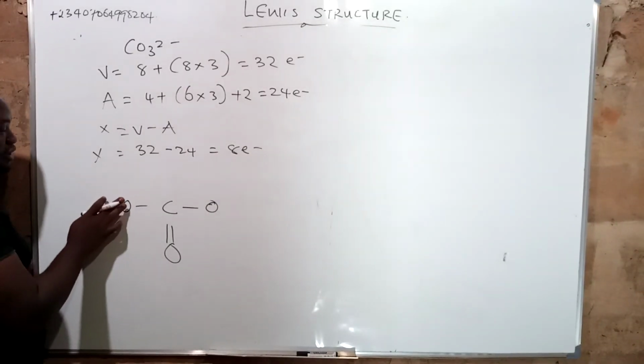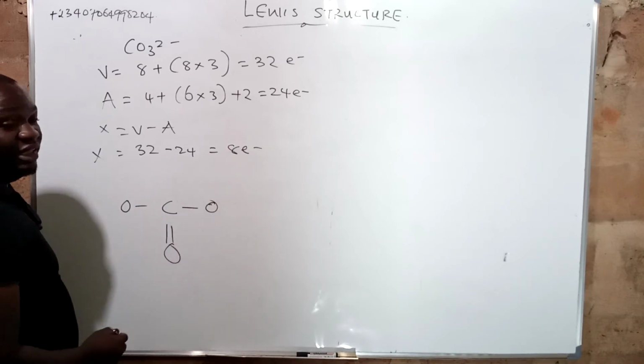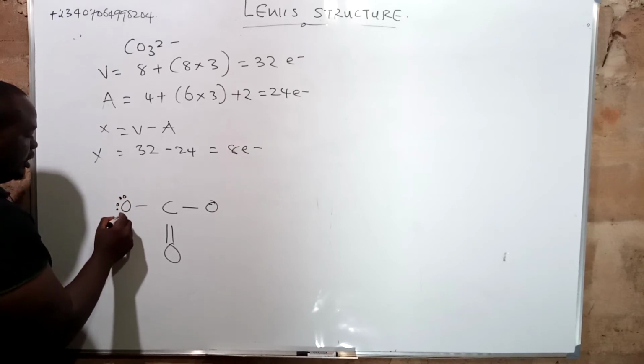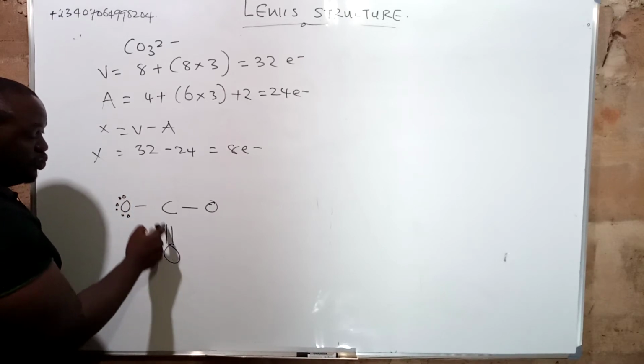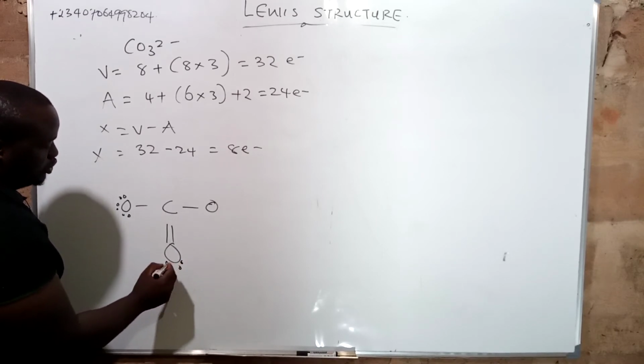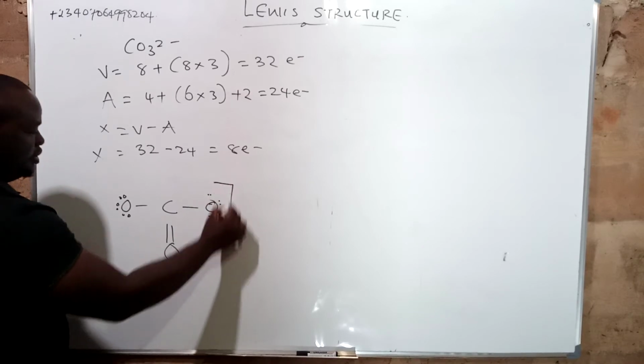Then the next thing is, we have to make sure that each of these oxygen contain 8 electrons. So it should be 3 lone pairs, because we have 2 bonds here. So this should be what? The lone pair should only be 2, where this one is 3 lone pairs.